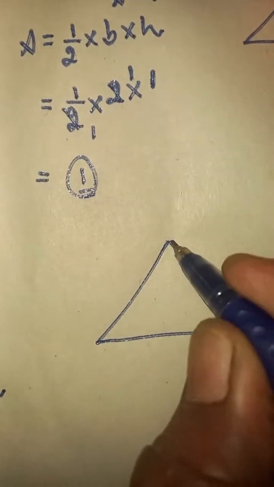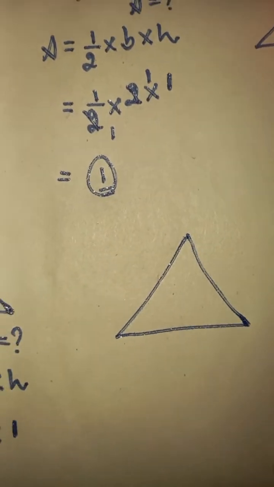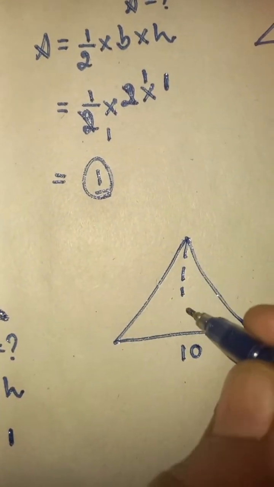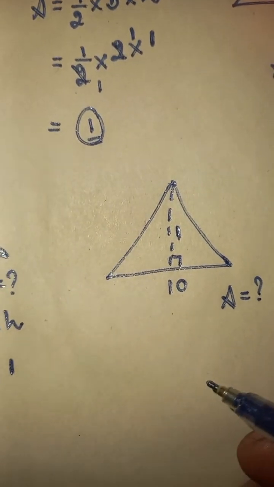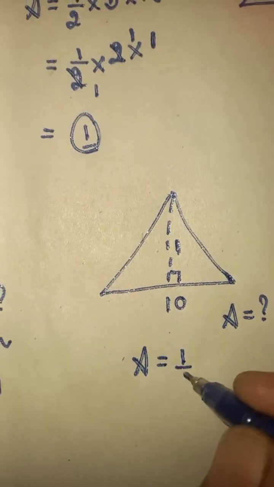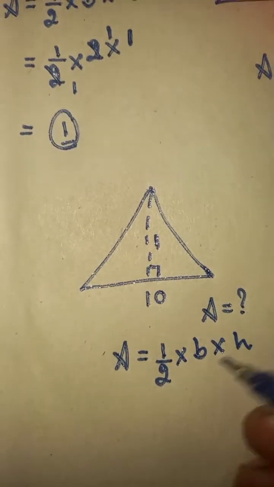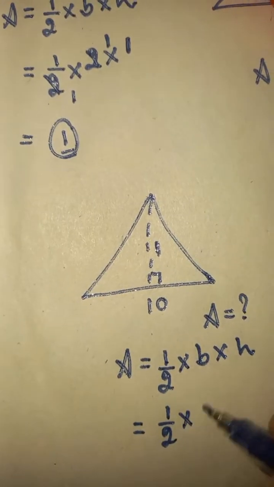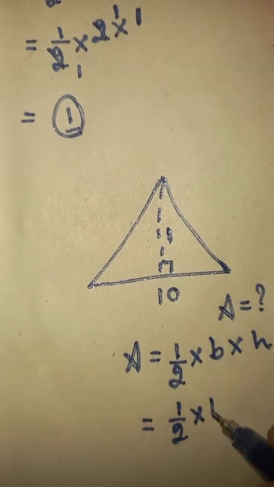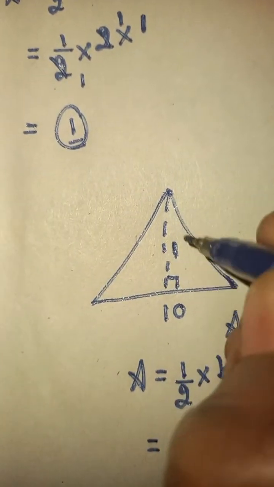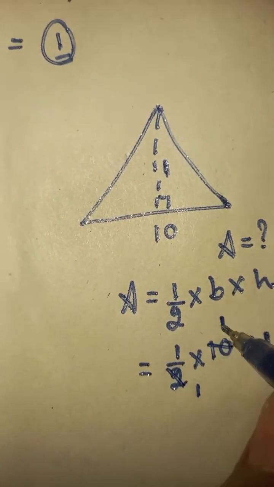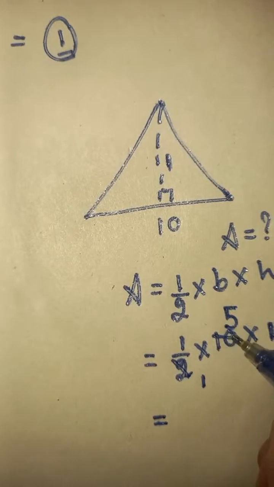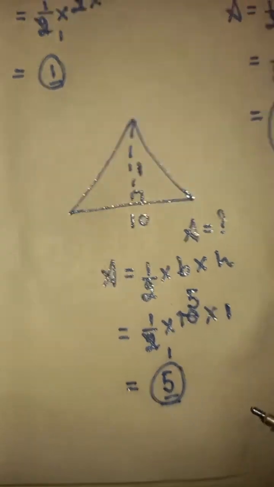Let's take the last problem of this type. Here, in this triangle, they have given the base length as 10 units and the perpendicular height as 1 unit. Here also you need to find the area of the triangle. The area is half times 10 units times 1 unit. Now you can divide 2 and 10, so 2 ones are 2 and 2 fives are 10. You get 5 times 1 as 5 square units.